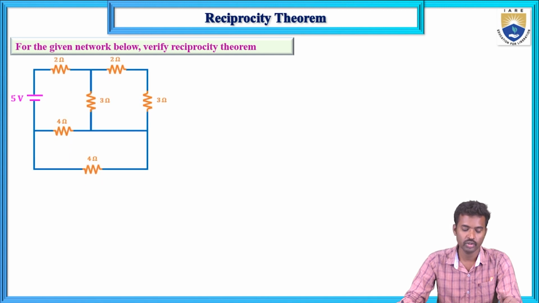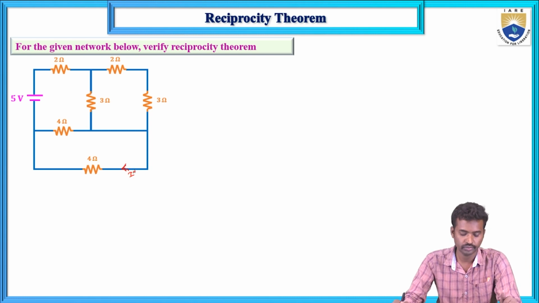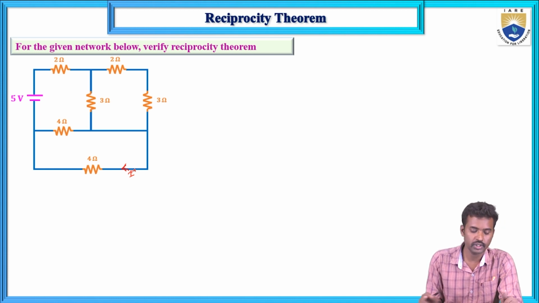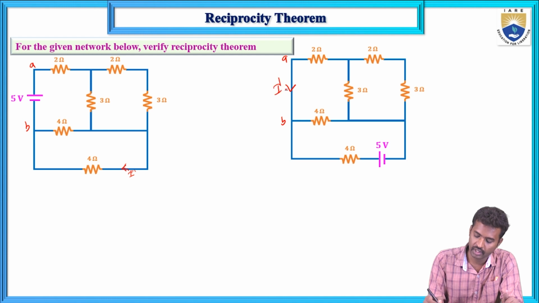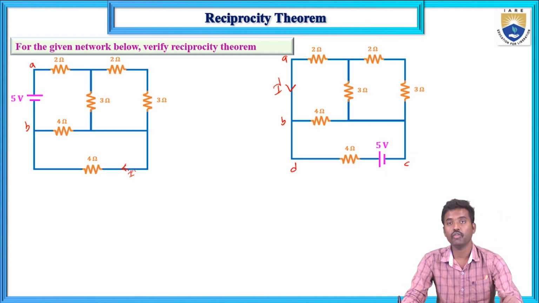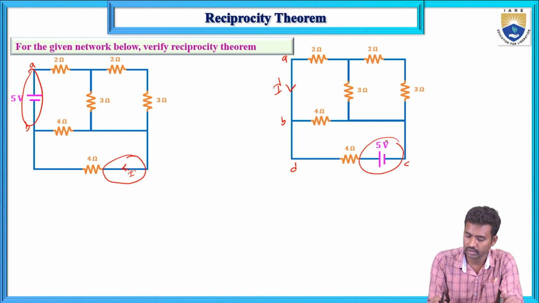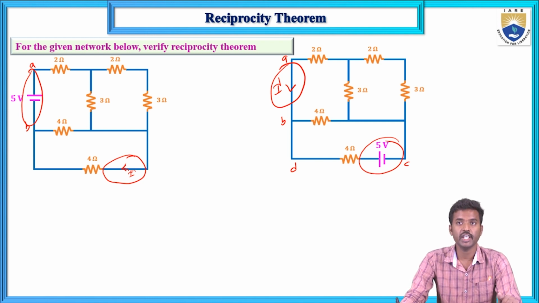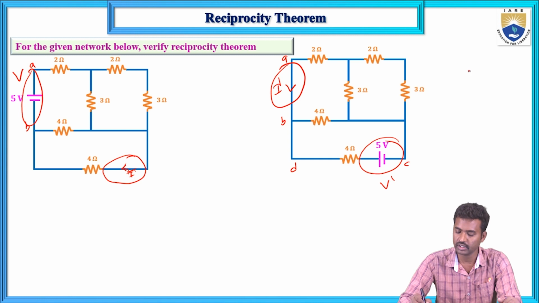Now here this is the circuit. Here we have only one voltage source, so we can apply the reciprocity theorem. It is applicable only with a single source. The response here is I dash. This is A and this is B, this is I dash, and this is C and this is D. The ratio of response to excitation is the same, so these positions must be interchanged. In one case the excitation is V and the response is I, and in the other the excitation is V dash and the response is I dash. So V by I equals V dash by I dash.